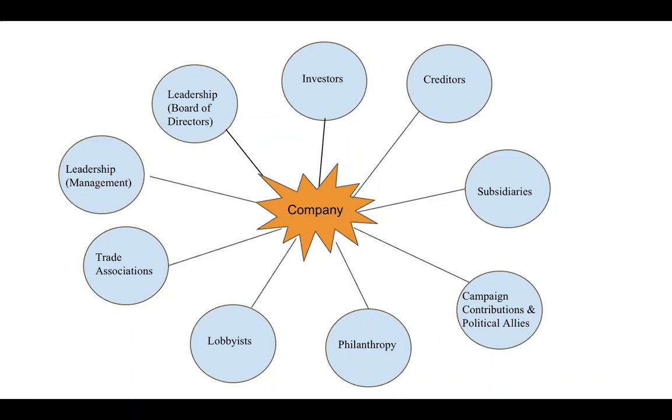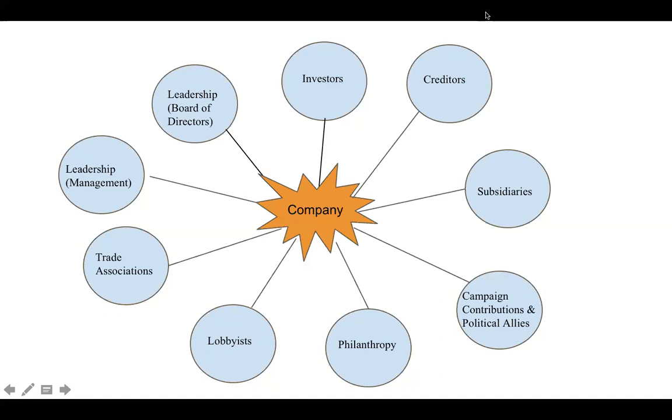We also want to understand campaign contributions and political allies. Who have they given money to? What politicians are they known to be particularly close to? Revolving door relationships between their employees and lobbyists and government. Philanthropy, we want to understand, are they connected to any charities? Do they have a foundation? Where are they giving money to? Lobbyists, do they have any lobbyists on the payroll? And if so, what are they lobbying for? Again, so we can understand that corporate agenda.